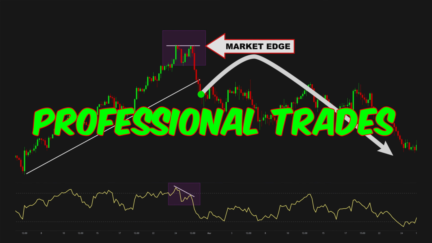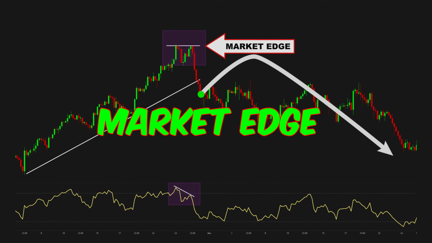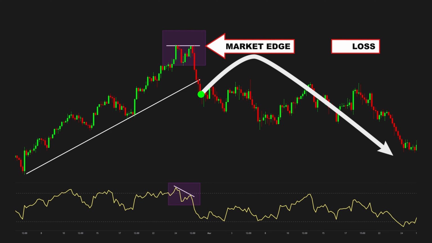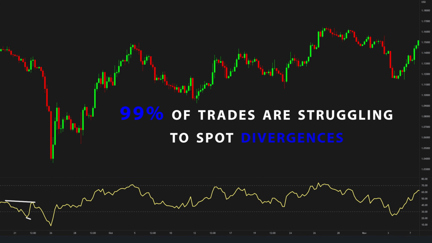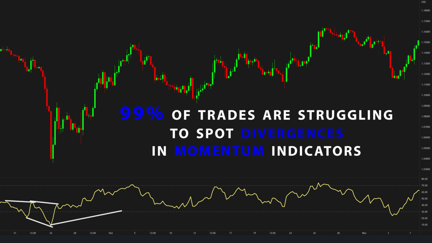Once you identify the market's edge, your trades will no longer go against the market. This is how professional traders find the perfect entries at the market edge, because you can place your stop loss above the market edge, and there is a low chance that the price will break the market edge. But 99% of traders are struggling to spot divergences in momentum indicators.